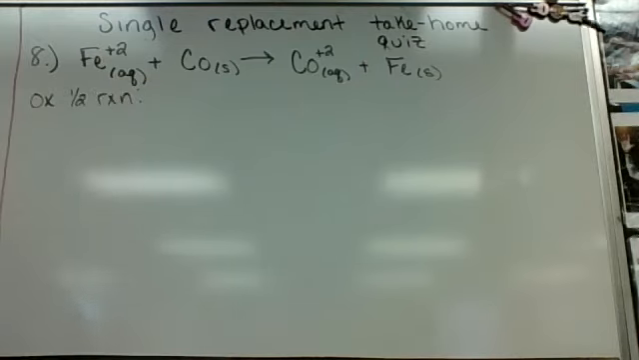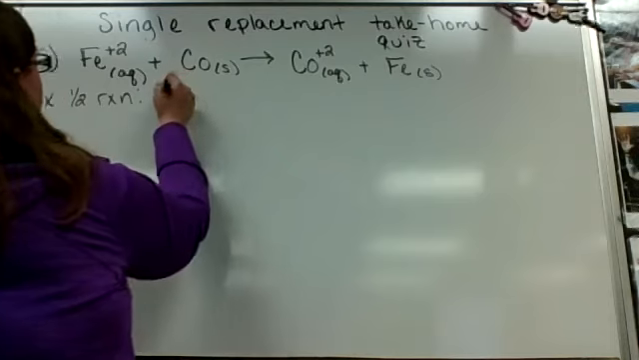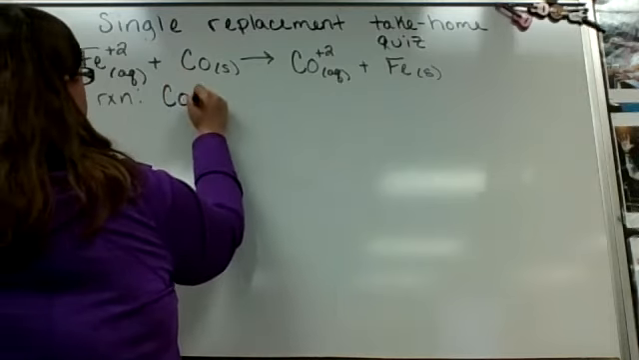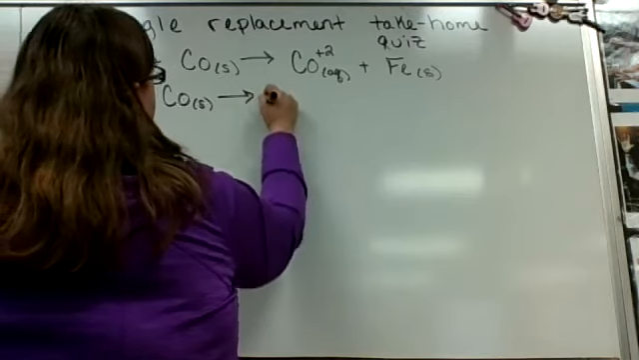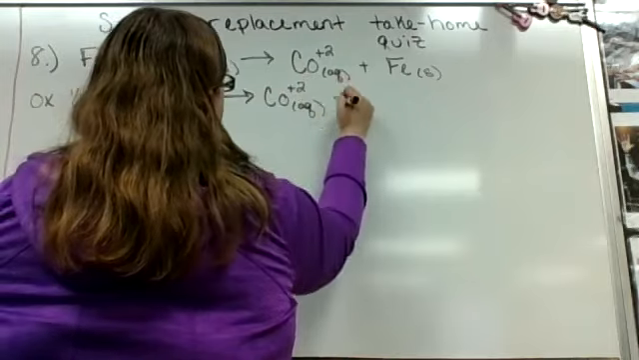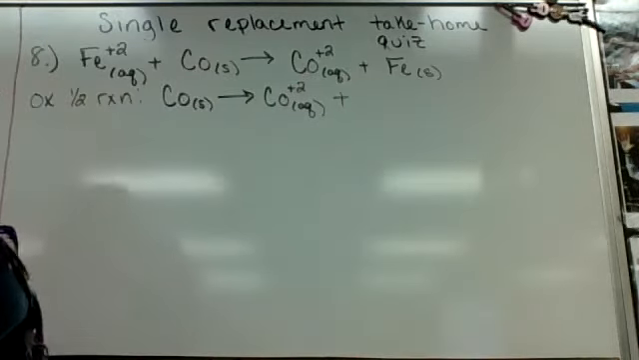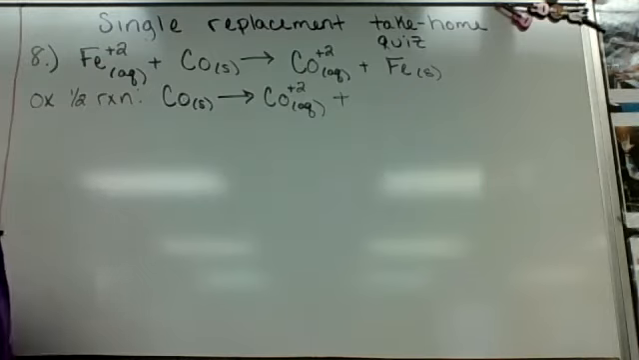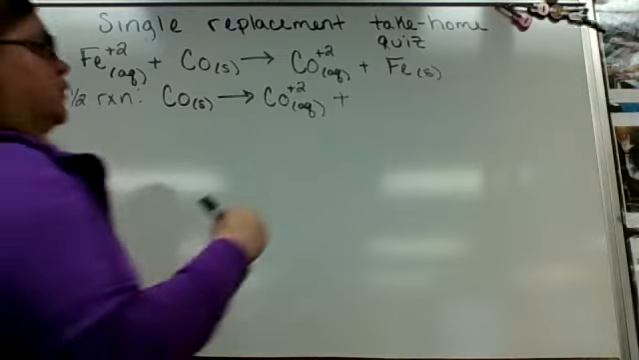All right, the oxidation half reaction. Charge goes up for oxidation, so for which ion or element did charge go up? The cobalt. Cobalt went from neutral to a +2. So we write cobalt solid yields cobalt +2 aqueous plus a certain number of electrons. This is easy because we don't have any coefficients. We need to balance out this +2 ion. So we need 2 electrons.